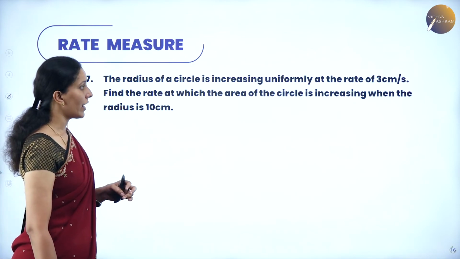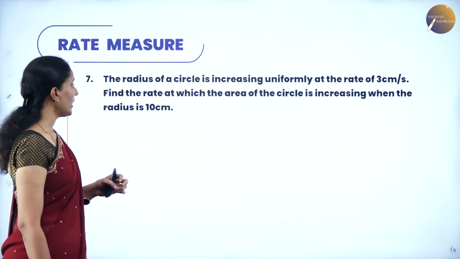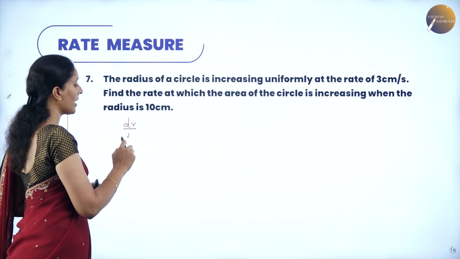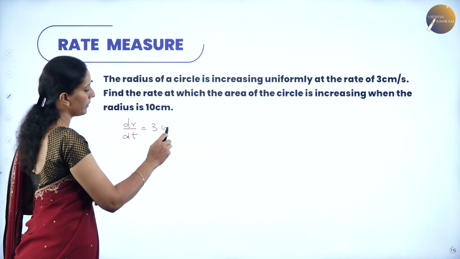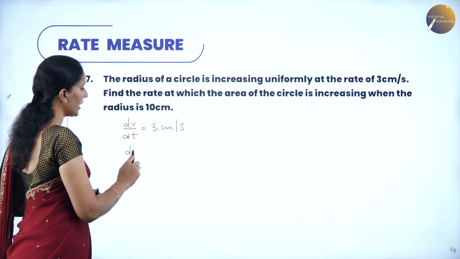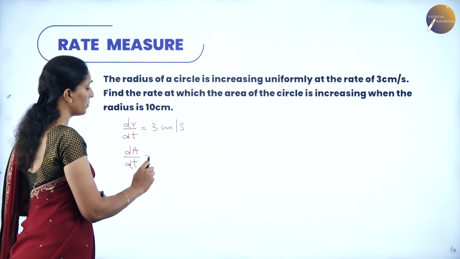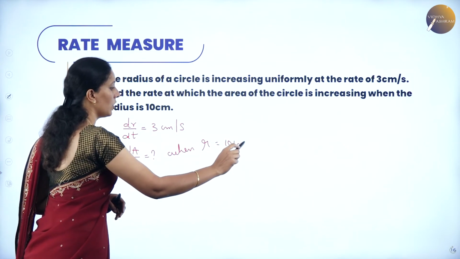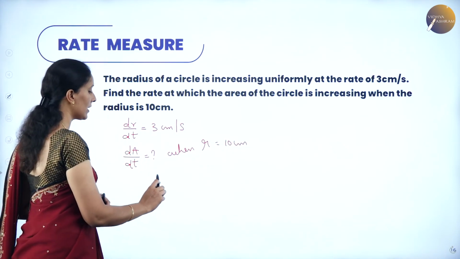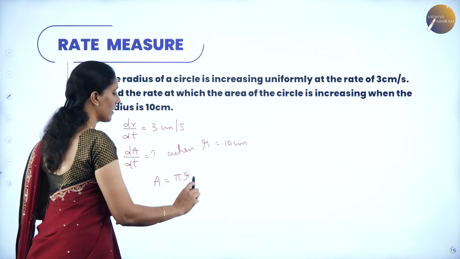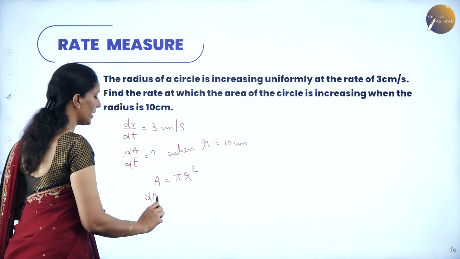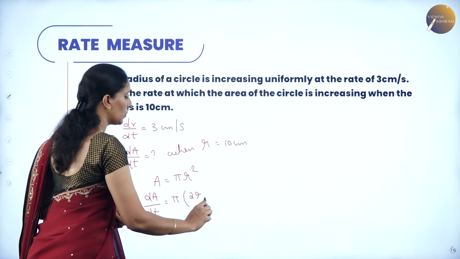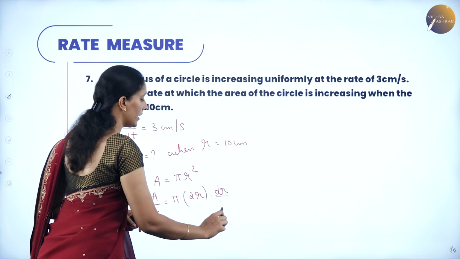Next one. The radius of a circle is increasing uniformly at the rate of 3 cm per second. Find the rate at which the area of the circle is increasing when the radius is 10 cm. So, change in radius with respect to time is given, which is 3 cm per second. Now, change in area with respect to time has to be calculated whenever radius is 10 cm. We know the formula of circle, that is area is equal to πr². Differentiate it with respect to t. So, it is dA/dt is equal to π into 2r into dr/dt.